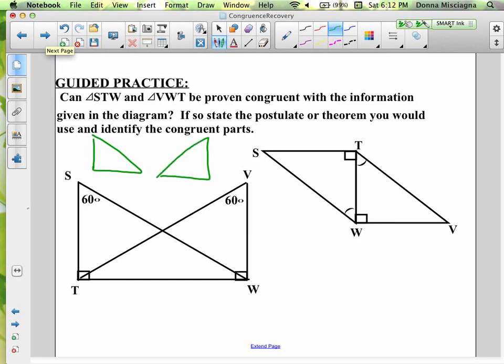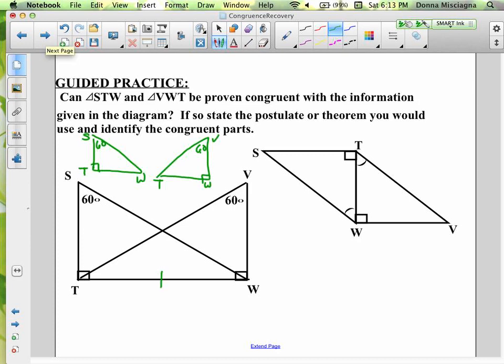All right, so this would be T, and notice there is a right angle marked there. This is a 60-degree angle there, and that is S, and this would be W. And on the other side, this would be T. This would be W here, and that is a right angle. And then V here is a 60-degree angle. So we've got two angles. Do we have any sides? Well, notice there's a TW in both of those triangles. Right? That TW is right here.